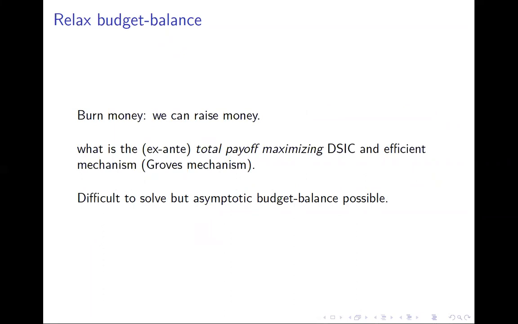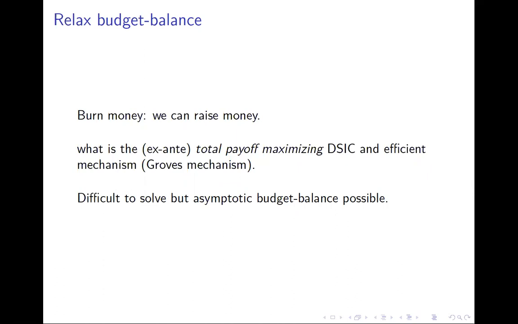Okay. Well, first, because it's a DSIC efficient mechanism, it has to belong to the Groves class of mechanisms. So we are searching inside the class of Groves mechanisms for the best mechanism, which never runs into deficit. So it will only burn money, but never run into deficit.